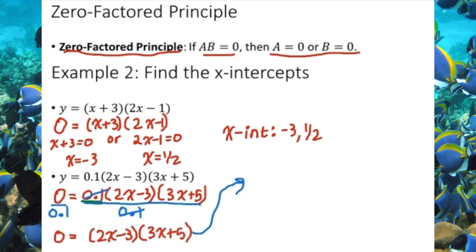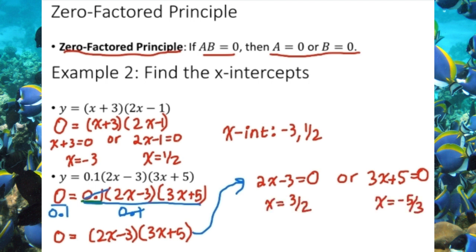Now we can use the zero factor principle and set each factor equal to 0. So we have 2x minus 3 equals 0, or 3x plus 5 equals 0. If we solve each equation, we get x equals 3/2, or x equals -5/3.